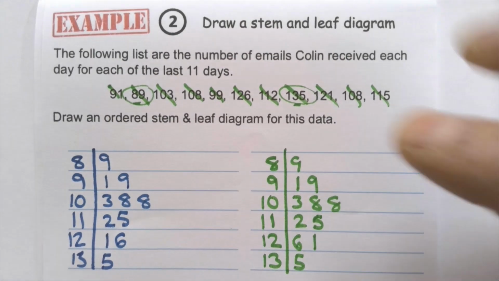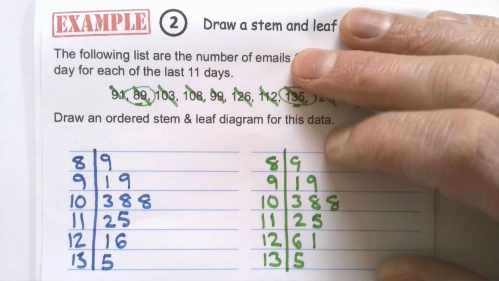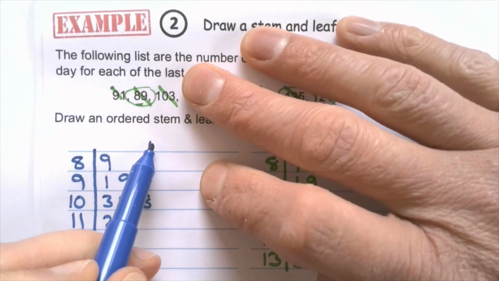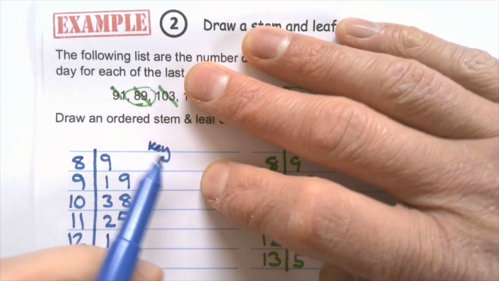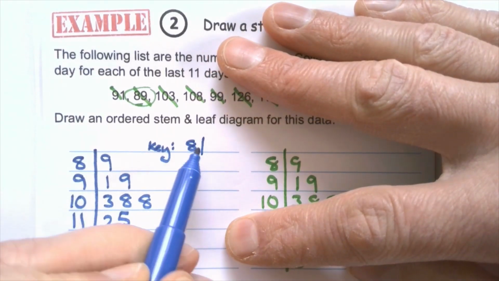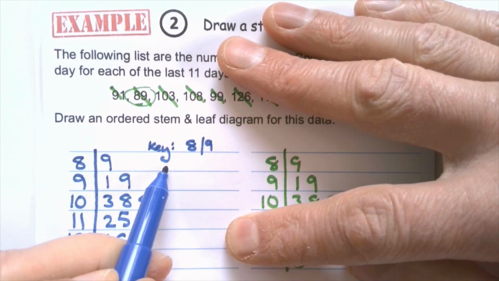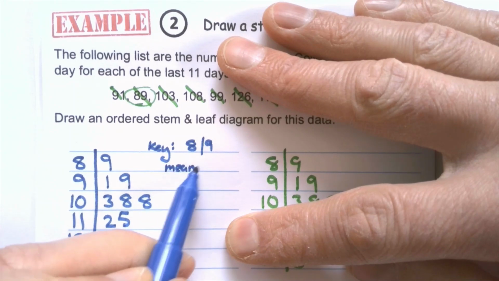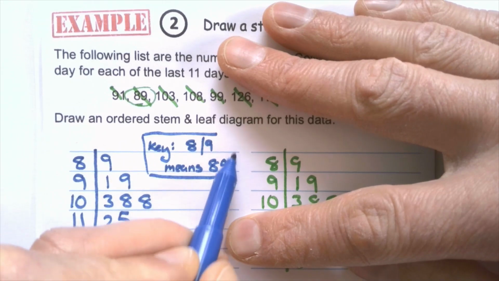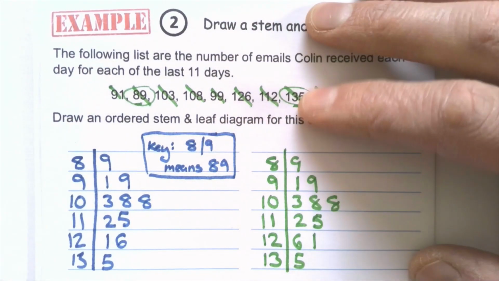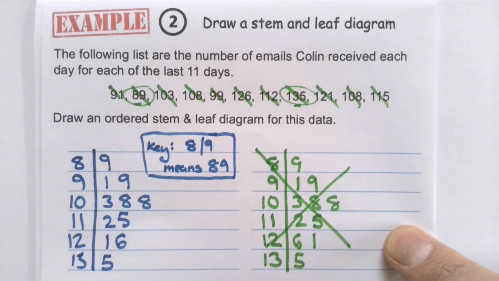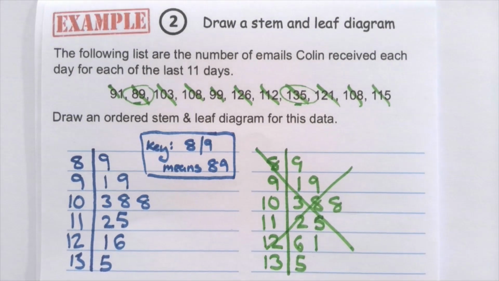Okay, so we've got an ordered stem and leaf diagram, and for all stem and leaf diagrams we need a key. And what we're going to say is that 8 stem 9 means 89, and just let everyone know that that's just our rough and ready version, and we are done.